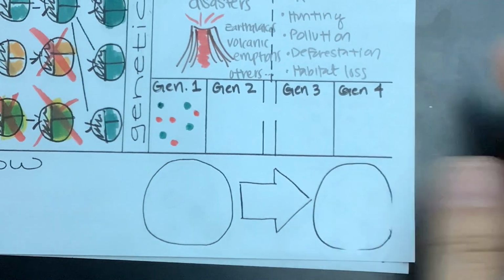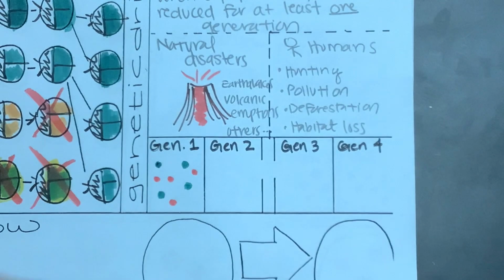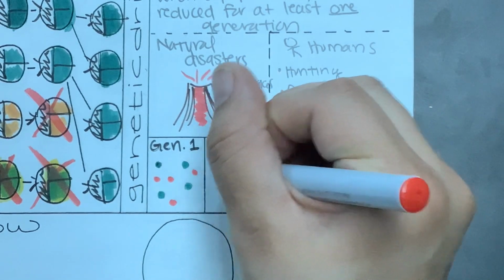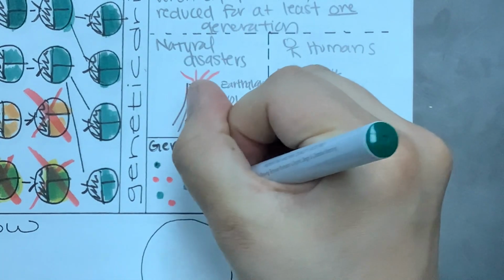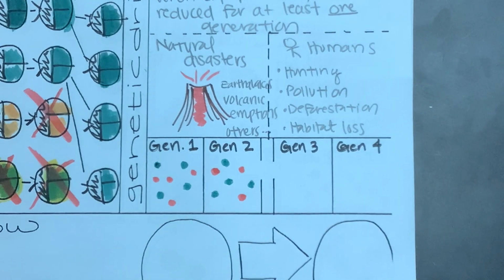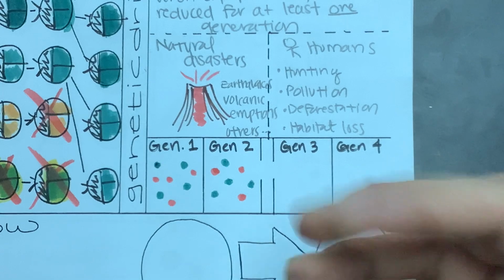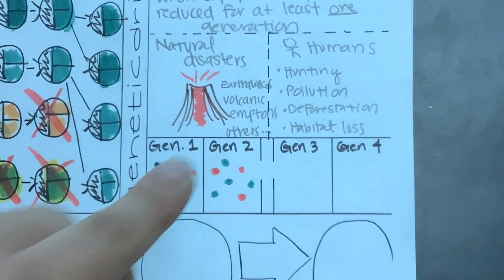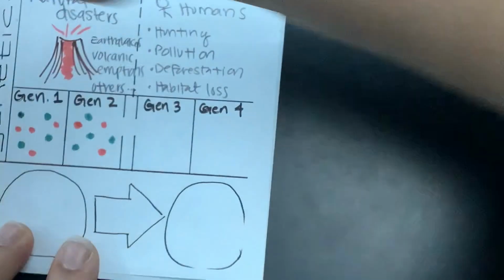Okay, but then something happens, something like a natural disaster or a human thing. And what we'll see is that in the second generation, we only have 3 of these genes, and green is still going strong. And then we start to really see over more generations a decrease in the variation of genes. So that's when we really start to notice the bottleneck effect. And so we're going to write here bottleneck.